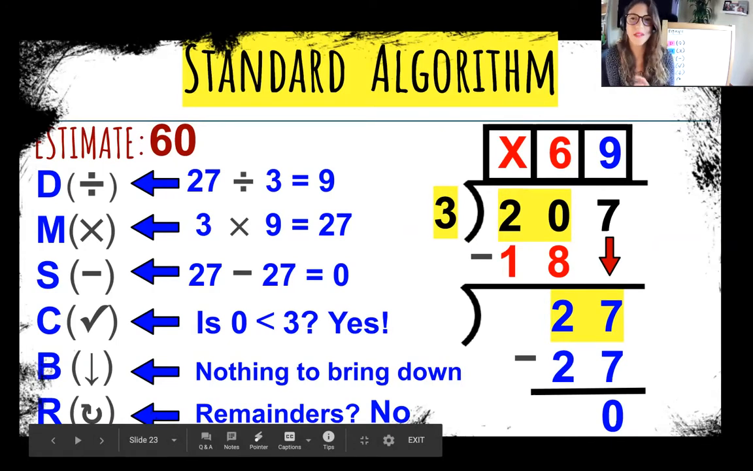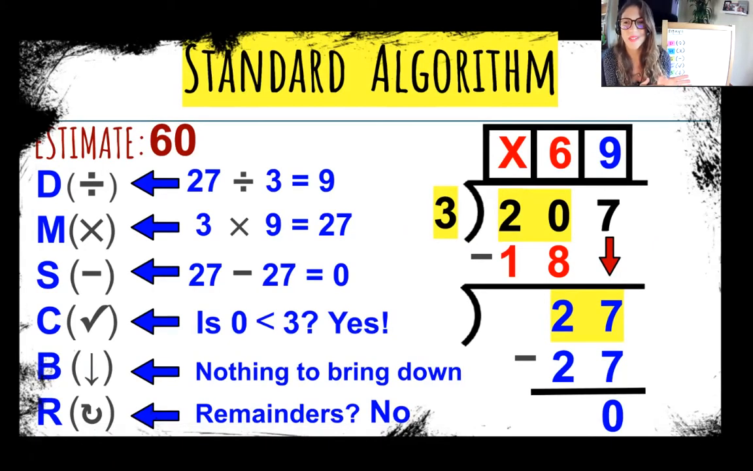I did have some students who believed that 0 was a remainder. If you have a remainder of 0, you don't write it as a remainder, right? Because it doesn't have a value. So you would just leave it without a remainder. So our answer here, our quotient, would be 69.